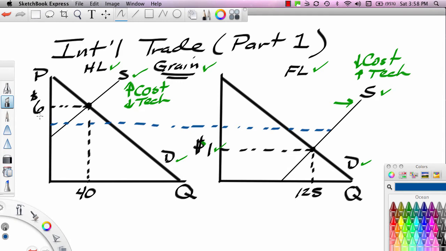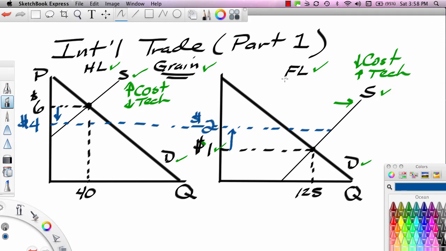In order to get buyers of grain in Hillland to be interested in buying grain from another country, the price has to be lower. So let's say the price is $4 for buyers if they buy grain internationally. On the other hand, to get sellers in Flatland to export grain, they have to have the opportunity to get a price higher than what they can sell it at home. So for the sake of argument, let's say that this is 2.